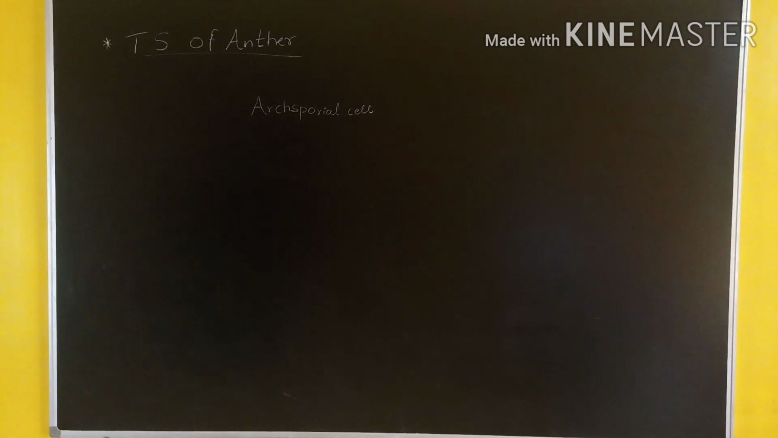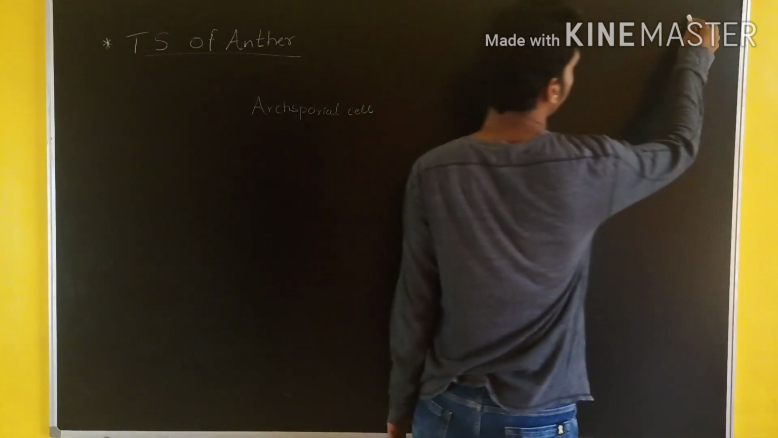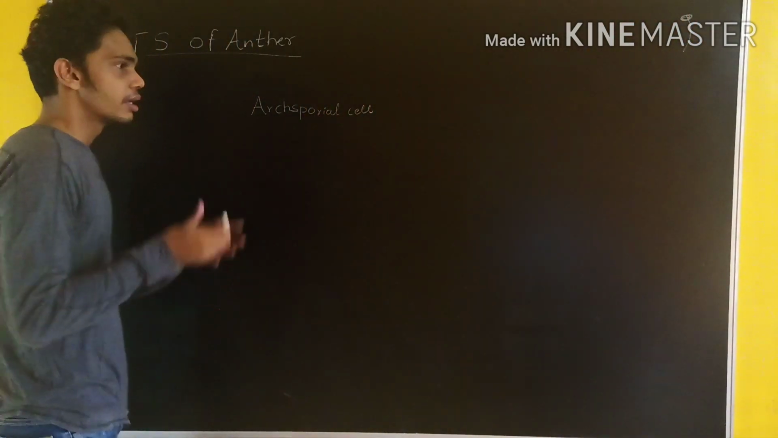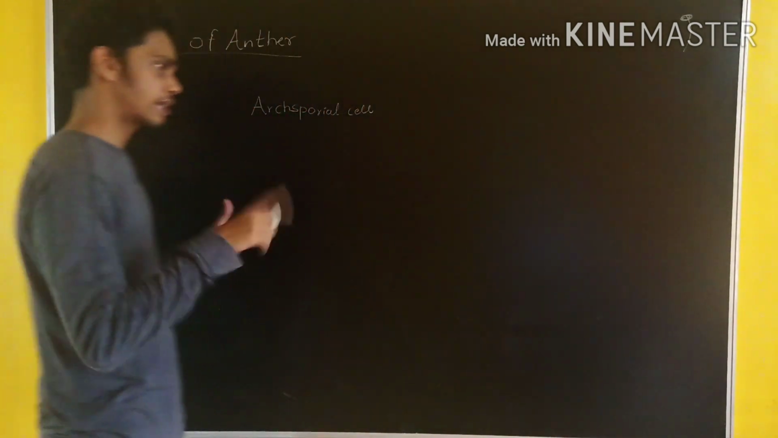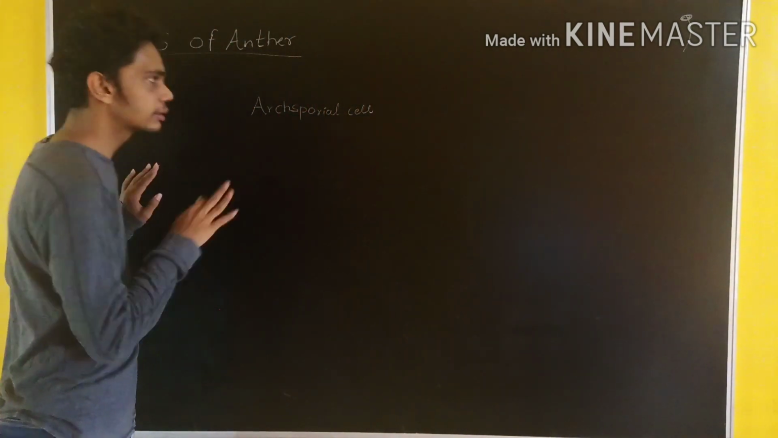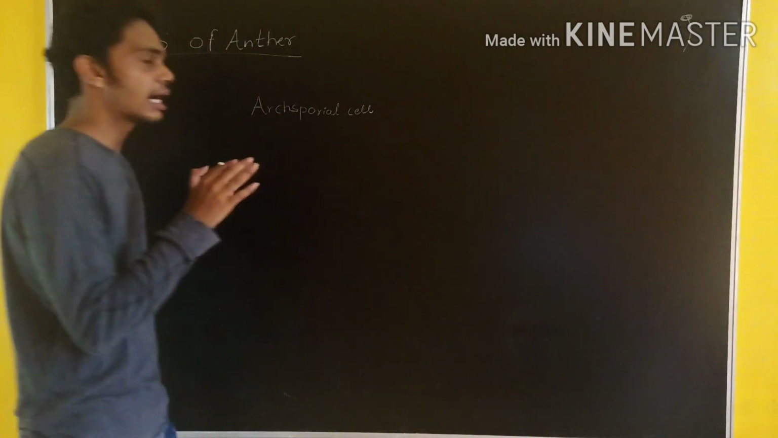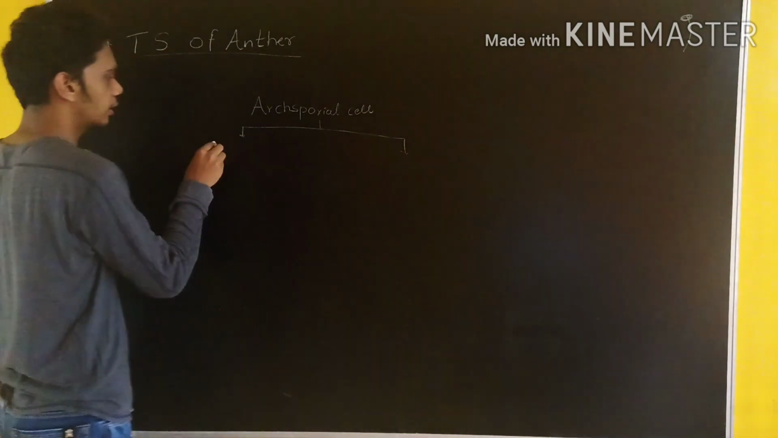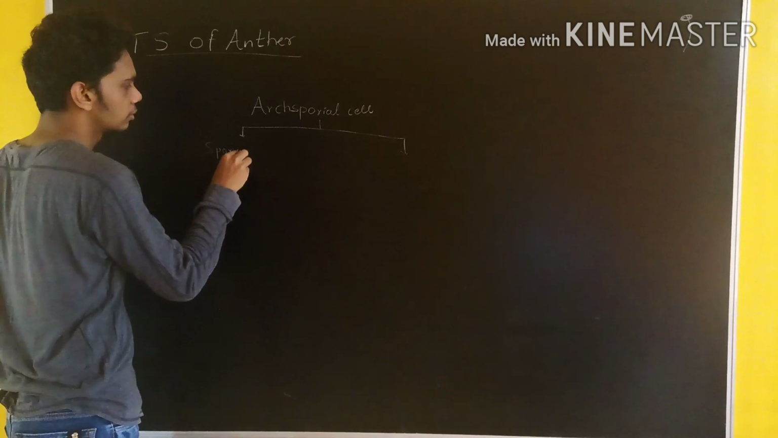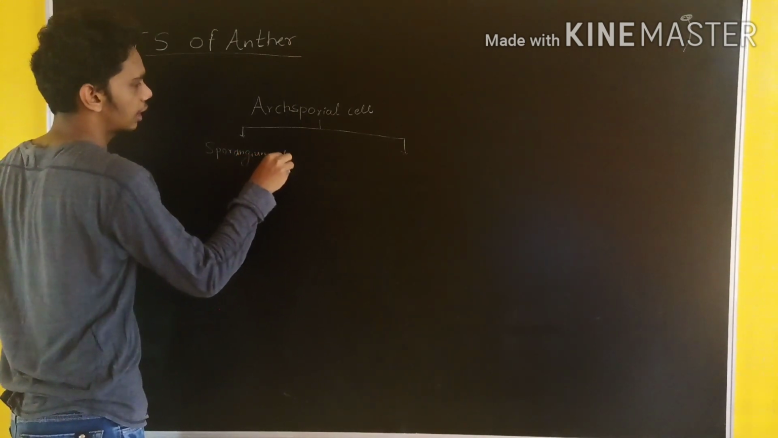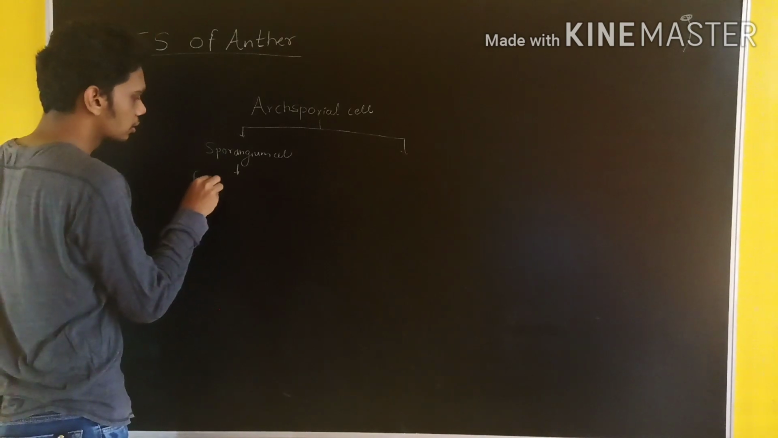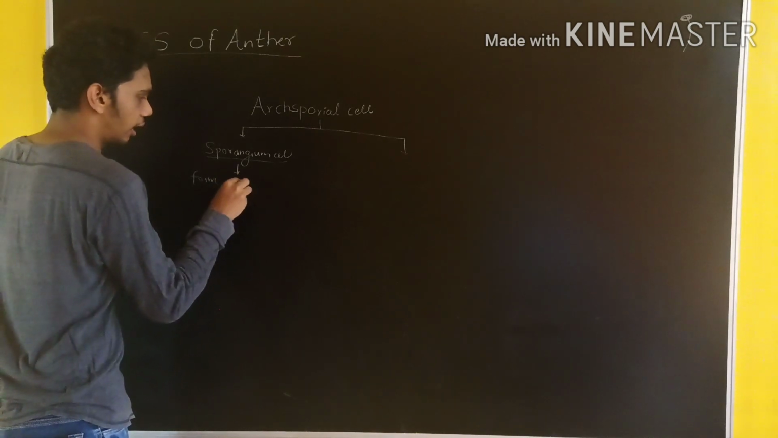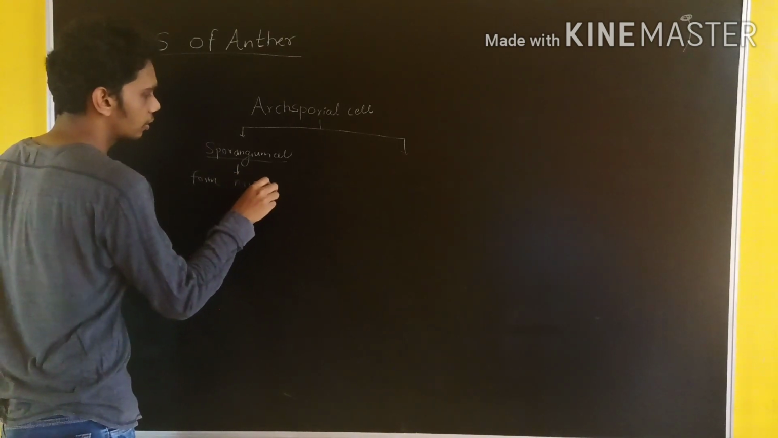Now let's talk about the TS of the anther. We must keep this structure in mind. This is the androecium, collectively called stamen. Now we have to talk about the archesporial cell, which actually forms the pollen grains. These archesporial cells are divided into two cells. The first one is the sporangium cell, which collectively forms the further tetrad, or we can say microtetrad.